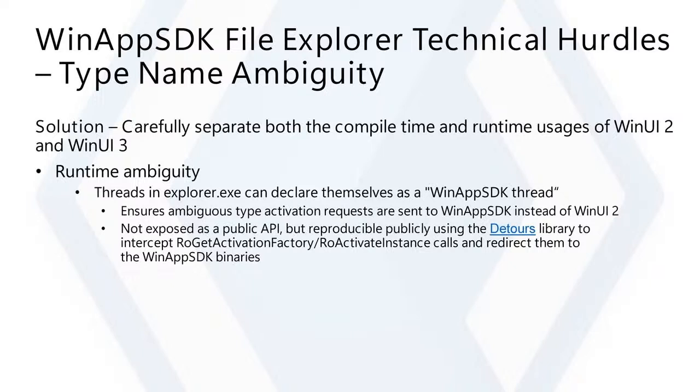This is not a public API, but you can do this yourself using the Detours library to override the RoGetActivationFactory and RoActivateInstance methods to redirect activation calls to the right WinUI version. Yep, that's it. Thanks.